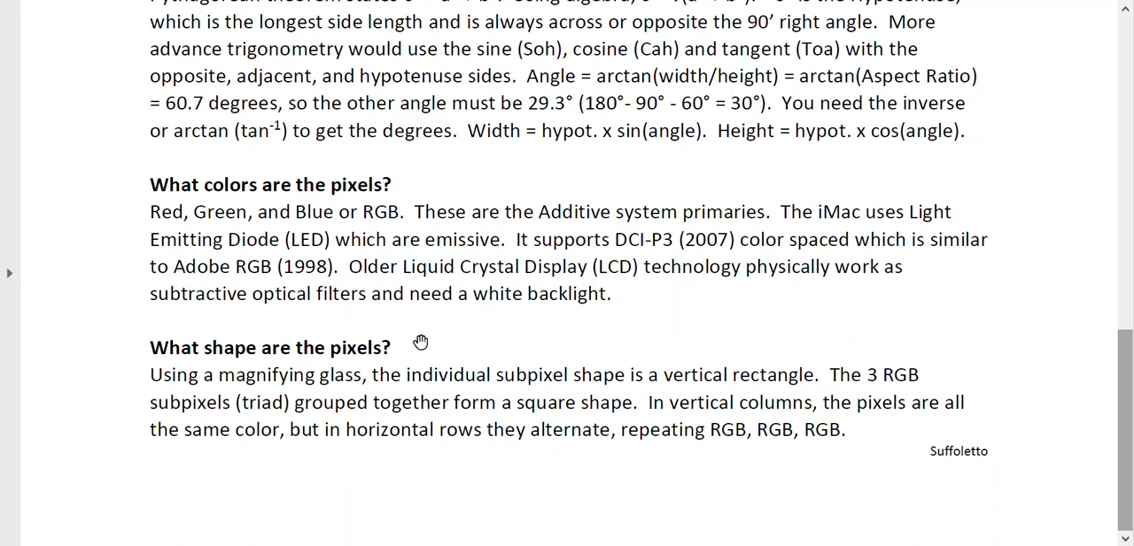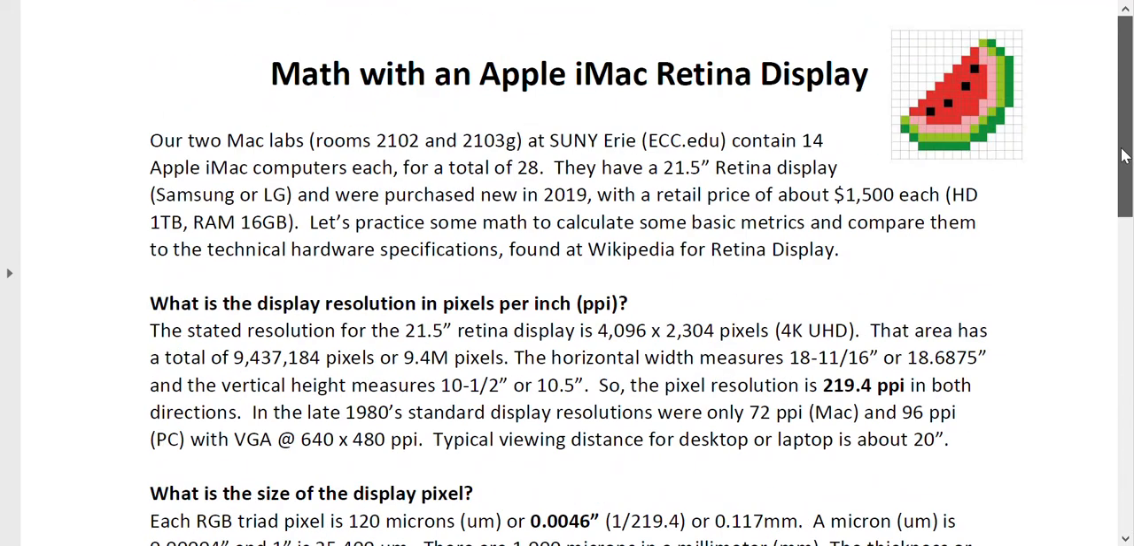And then finally, if we take a magnifying glass and we look at the pixels on the display, we notice that the subpixels, the red, green, and blue individually, are rectangular, vertical. But when you take those and form the single pixel, they now create a square, and they repeat in RGB. So hopefully this little homework exercise helped us understand some of the concepts of resolution when it comes to a display.